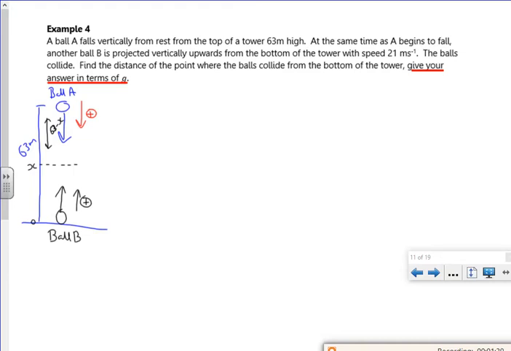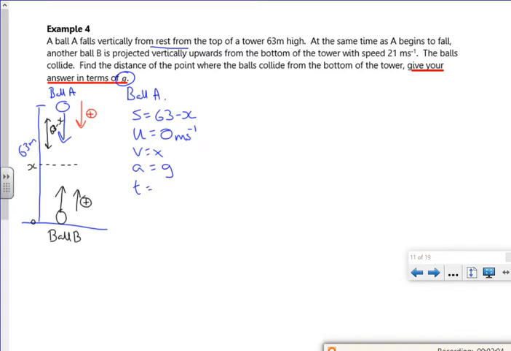Right, so let's try and set up some info for what we've got. For ball A, s will be 63 minus x. u: this falls vertically from rest, so that's 0. v, not bothered about. a: it's going with gravity, so a is g, and t, I don't know.